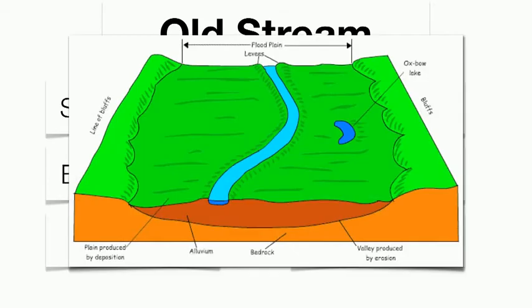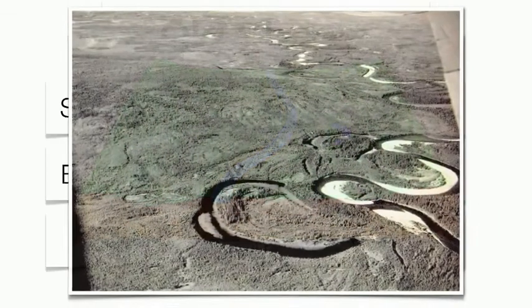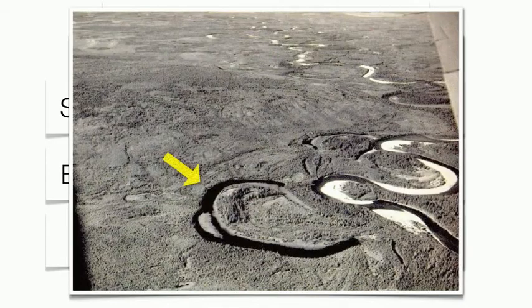So there's just a diagram that's going to depict a relatively old age stream. And again, here you can see where the arrow is, that's an actual oxbow lake. See, it's a meander that got cut off from the actual stream itself.